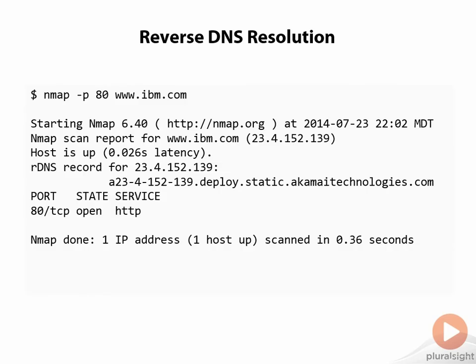Here we've provided Nmap with the host name www.ibm.com, which during the target expansion phase was turned into an IP address of 23.4.152.139. During the reverse DNS lookup phase, that IP address is turned back into a host name, resulting in the name a23-4-152-139.deploy.static.akamitechnologies.com. In this case, the forward and reverse DNS entries don't match.